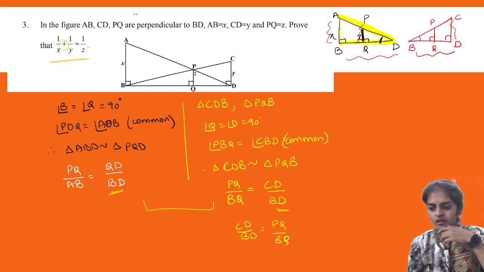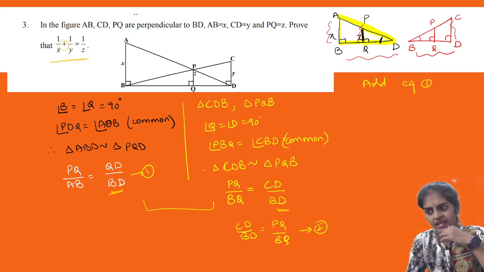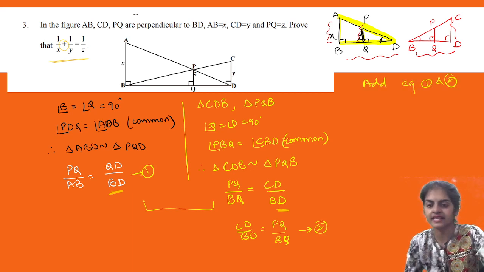Clear? So now let this be equation 2, let this be equation 1. So adding equation 1 and 2. What will I get? See, PQ by AB.